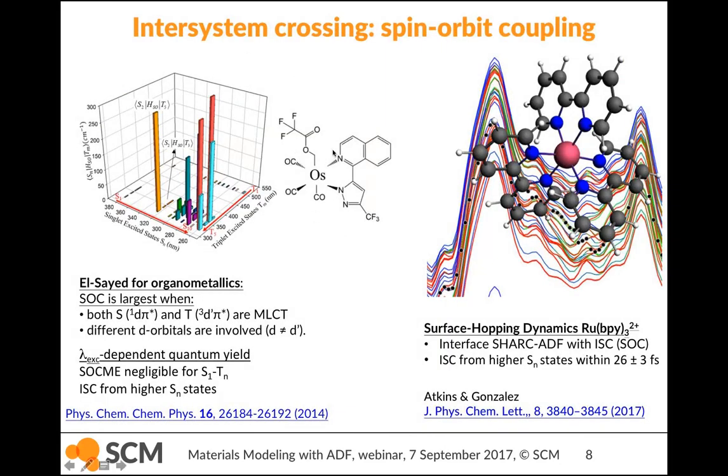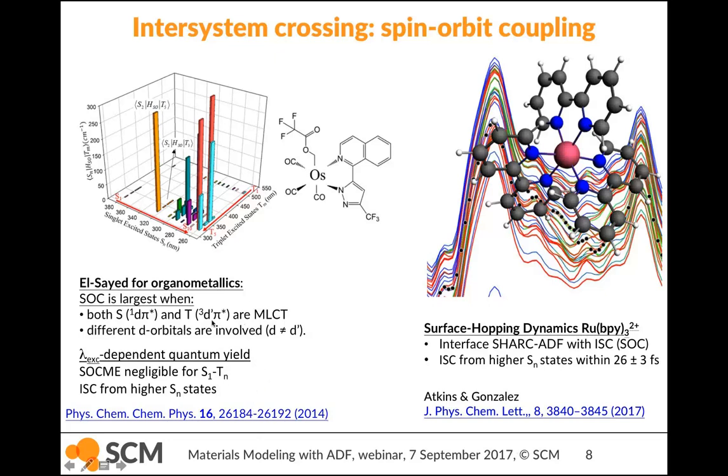Okay, so here are two papers where they use ADF to study intersystem crossing with spin-orbit coupling. This paper from 2014 studies this osmium emitter complex, and they study the spin-orbit coupling matrix elements between the singlet manifold and the triplet manifold, and they try to uncover some guiding rules on how you can get fast intersystem crossing. So if you're interested in learning about that, you can have a look at this paper here.